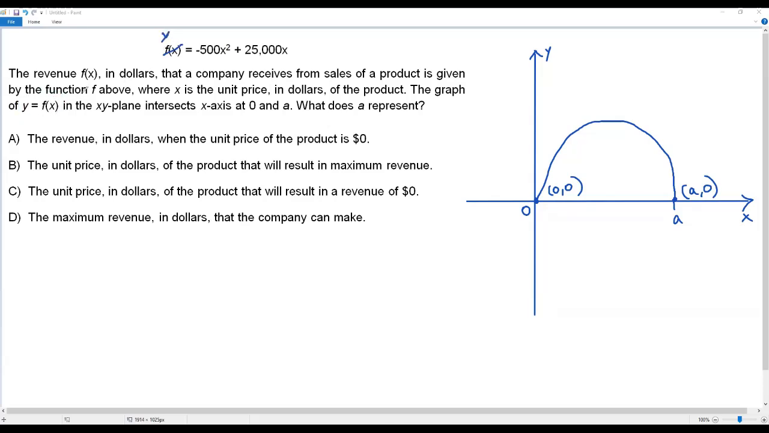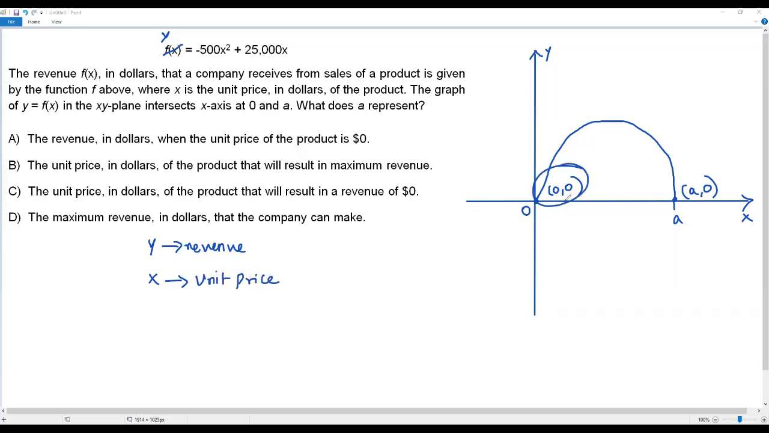The question says f(x) represents the revenue the company receives from sales. So we replace f(x) by y. Now what does this y represent? y represents the revenue the company receives by sales. And what does x represent? Already we know that x is a unit price. So let me write x is the unit price.